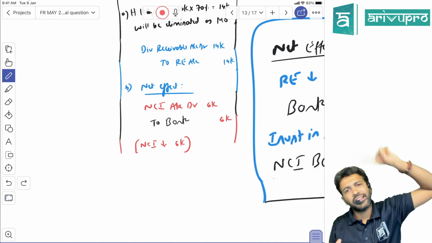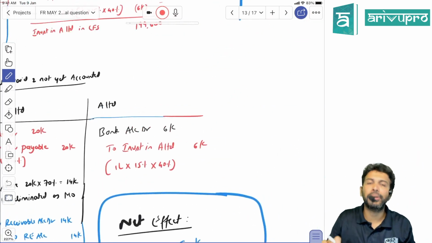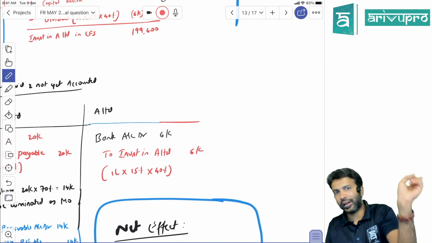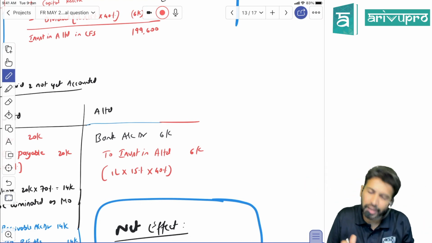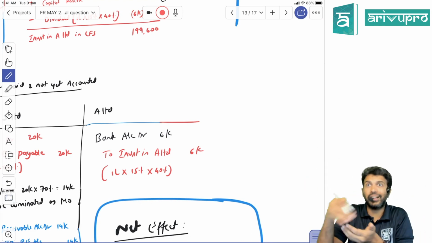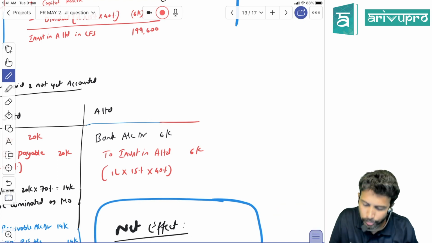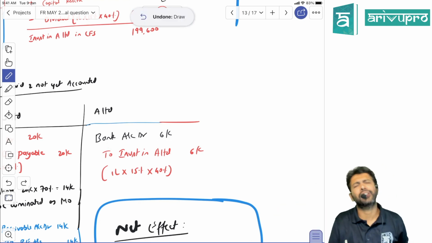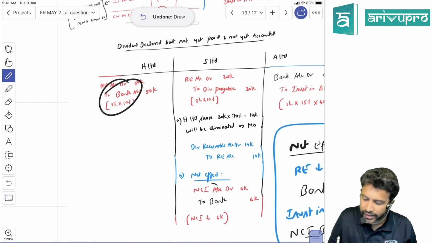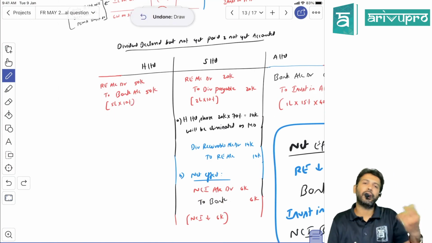That's all. In alternative number 2, for the associate company, you passed the entry dividend receivable account debit to investment in associate. Here you will write, you already received it, no? Because we are assuming that it is already paid. So write bank account debit to investment in associate. That's all. So basically, the net effect of these three entries you need to give in the consolidated financial statement here.